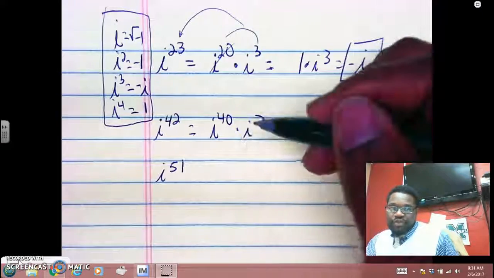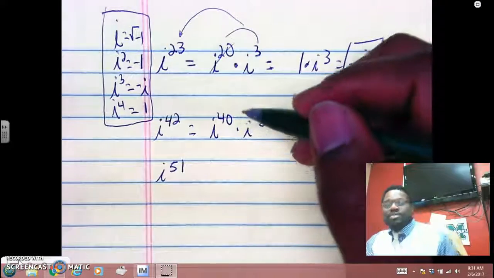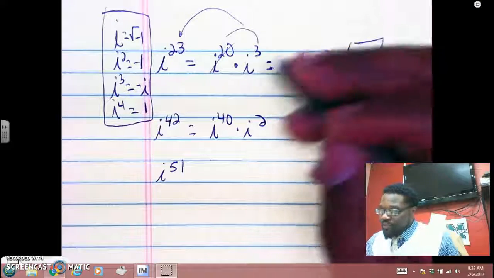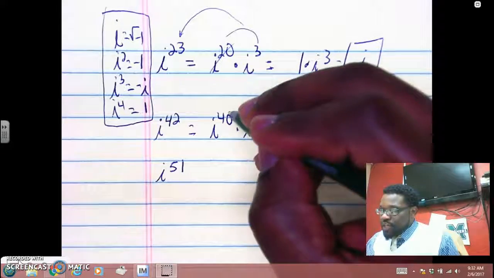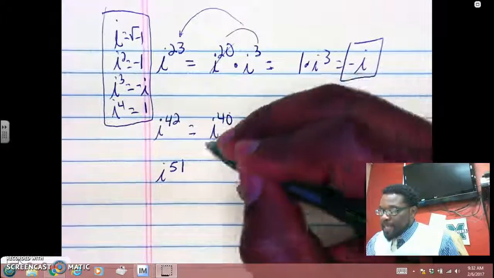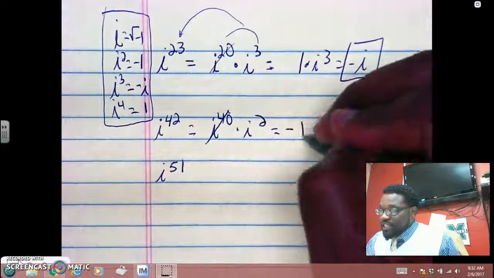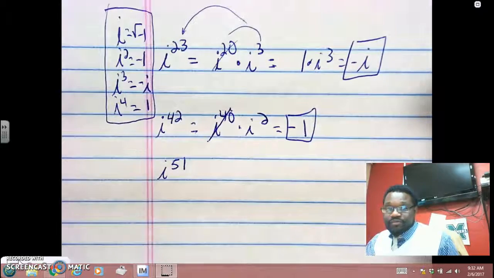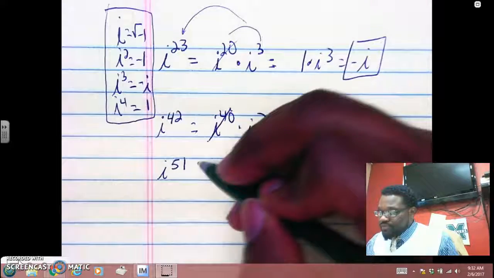Now, how do I know 40 is divisible by 4? Because I know my multiplication tables. You have to know that. And so 40 plus 2 equals 42. So I know this equals, over here, that's 1. So this really equals negative 1. Why? Because i squared equals negative 1. So whatever's left over is your answer.